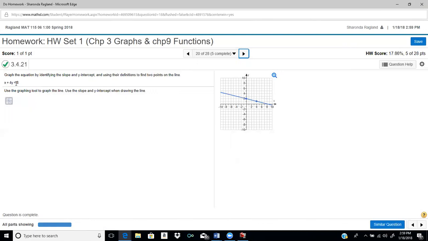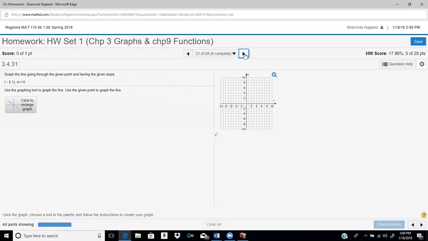Okay, now this one here is slightly different. It says graph the equation by, okay, we've already done that one. That's not the equation. Okay, we did that one. Graph the equation. So we'll deal with, let's see, anymore. That's graphing.